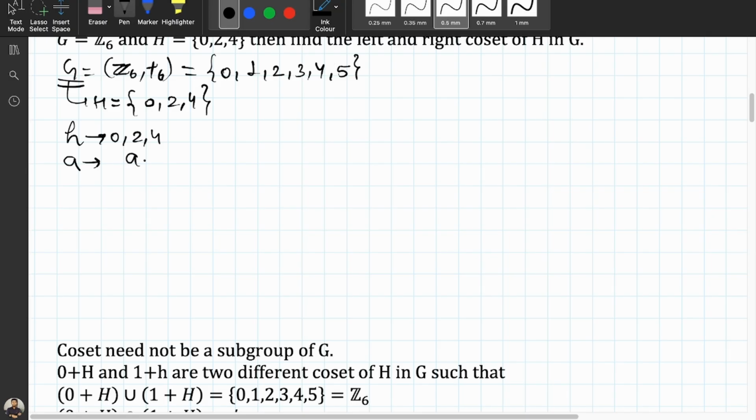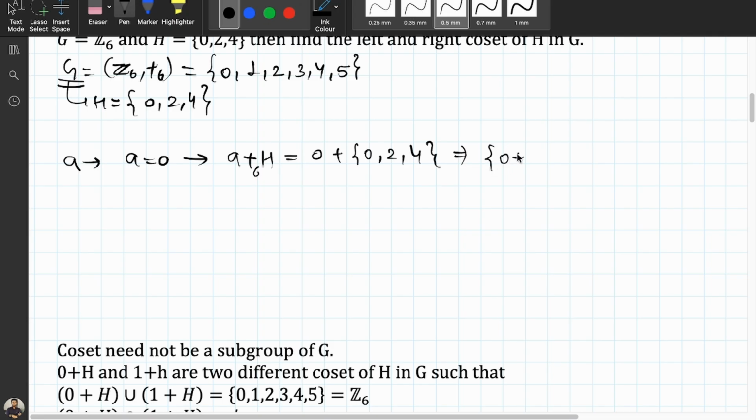I'll take A equal to 0. I will write simply A with H. Here it is also 0. And now I'll take A plus, addition modulo 6, with H, which is 0, 2, 4. It means 0 plus 0, then 0 plus 2. I'm writing the left coset. This is under addition modulo 6.